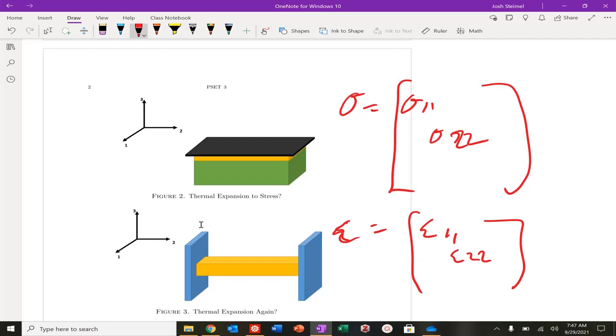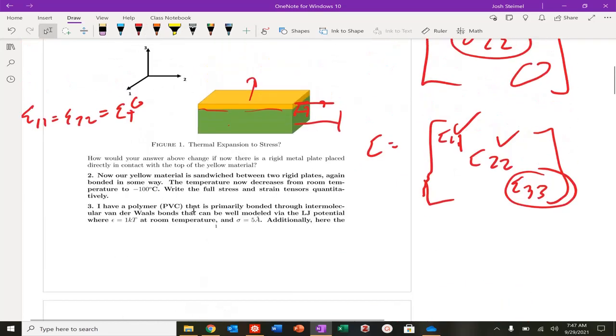Now we may have a stress if this material were to expand, but we see that it actually contracts in the 3-3 direction. So this is still 0, and then our thermal expansion, we still have a strain here, because that plate is not going to expand, so it's not going to constrain it from expanding, but it actually contracts, so we still have the same values. So that's it for problem 1. Now let's go ahead and go to problem 2.